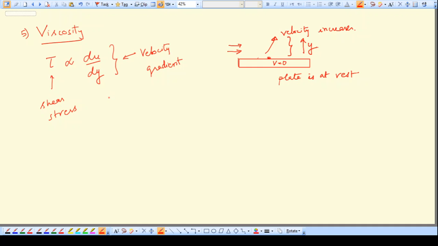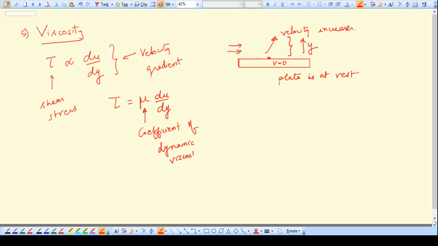To remove the proportionality constant, you put in a term mu, so tau equals mu du by dy. This quantity mu is called the coefficient of dynamic viscosity. This viscosity is due to the cohesion between the particles.